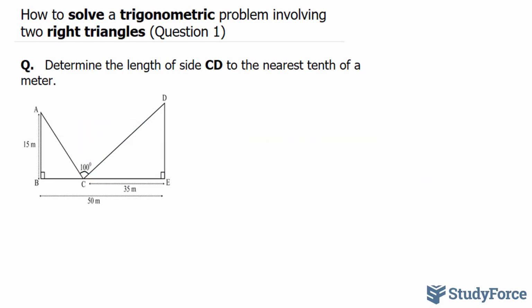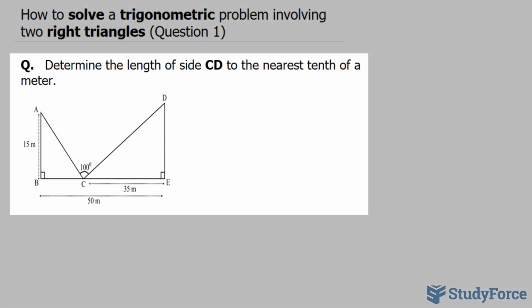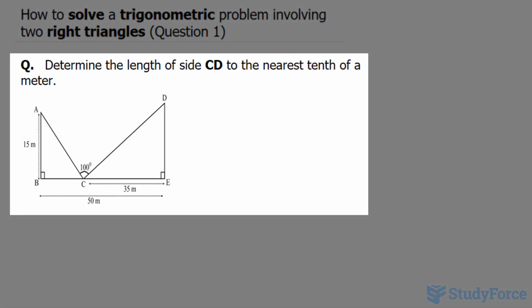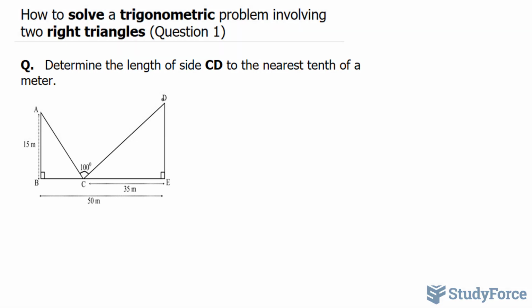In this video, I'll show you how to solve a trigonometric problem involving two right triangles. The question asks, determine the length of side CD, which is this, to the nearest tenth of a meter. What we have are two right triangles facing each other, and they are separated by an angle of 100. And we're expected to find this length.